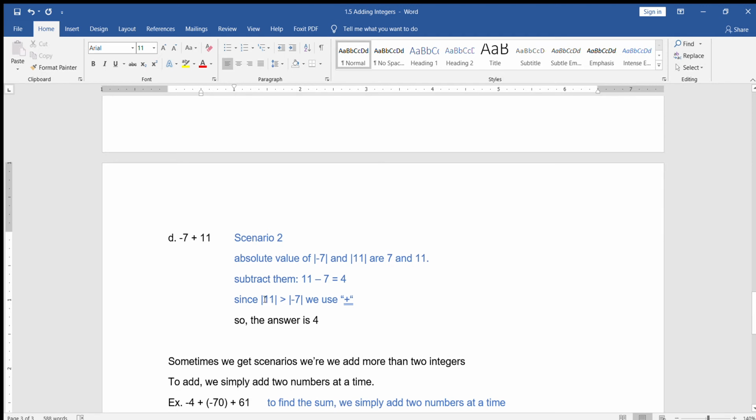Since, as you can see, the absolute value of 11 is bigger than the absolute value of negative 7, we use positive. So our answer is 4 or positive 4. You don't have to write the positive sign here. Again, it's implied that it's positive, but if you want, you can still put a positive sign in front of the number. You still get it correct on your papers.